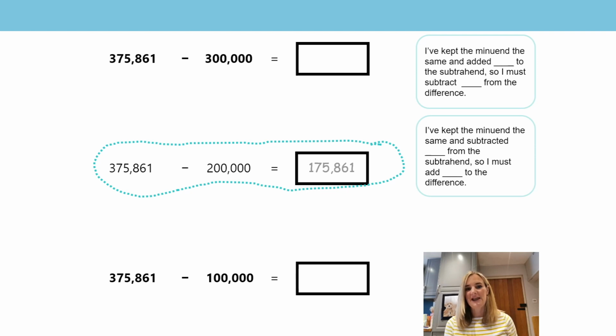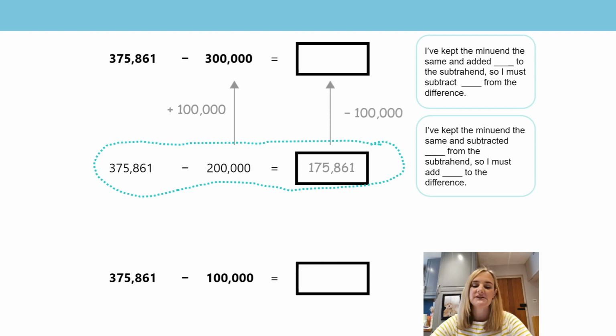375,861 subtract 200,000 is equal to 175,861. Okay, so let's have a look at the relationship then between that middle calculation that's got that dotted line around it and the top calculation. Can you see that in this one, our subtrahend has increased by 100,000. So therefore our difference must, that's right, decrease by 100,000.